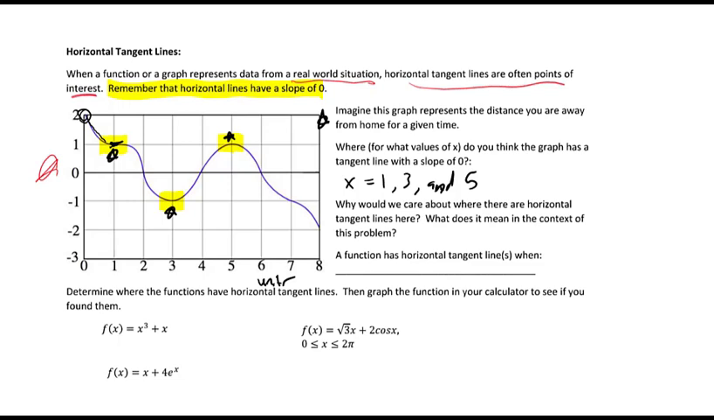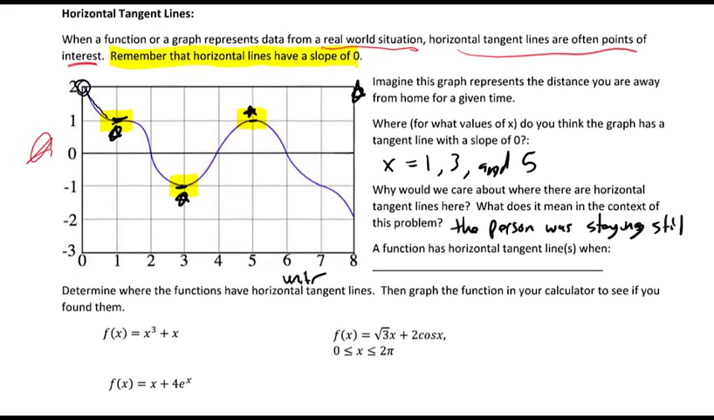So I would probably say all of these is when the person stopped moving. Person was staying still. Okay, so either they stopped walking, they stopped their car, whatever, but they weren't getting closer or further away from home at those three instances. So I don't know the context of the question, but something's probably going on at those times. It's not going on at the other times, and so that's why we usually care about these horizontal tangent lines.